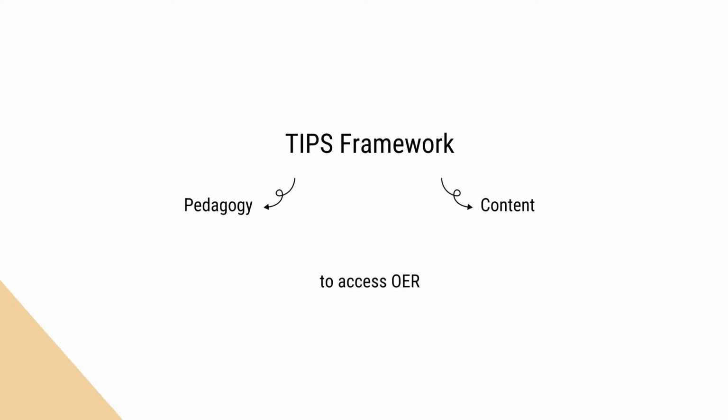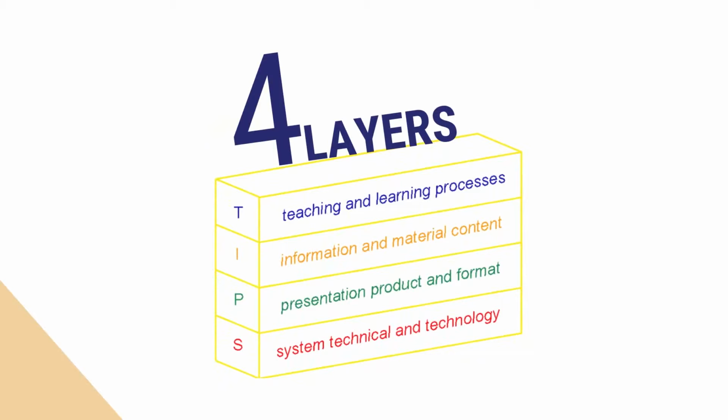Version 2 is the latest version of TIPS, which specifies 39 criteria divided into 4 sections, as you can see in the figure given here: teaching and learning process, information and material content, presentation, product and format, system, technical and technology. TIPS is a flexible OER tool to assess the OER in its own context.